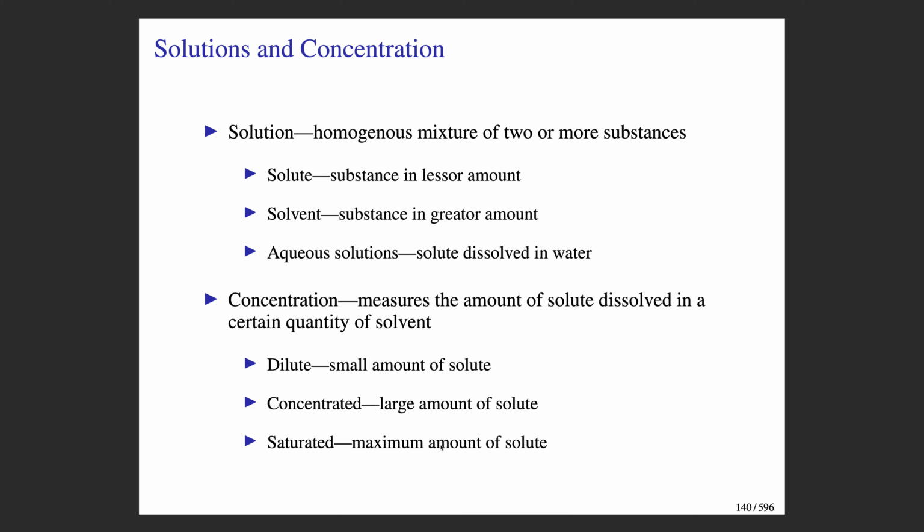So a solution, as we've learned previously, is a homogeneous mixture of two or more substances. There are two different types of components to a solution. The first component, the solute, is the substance or substances that are present in lesser amounts. And the solvent is the substance in the solution that's present in the greatest amount.